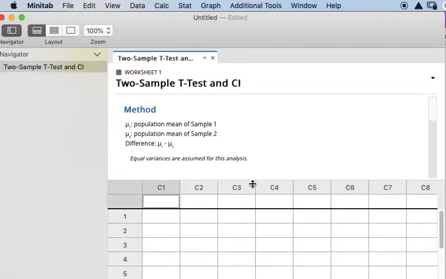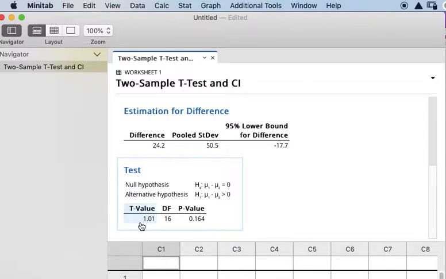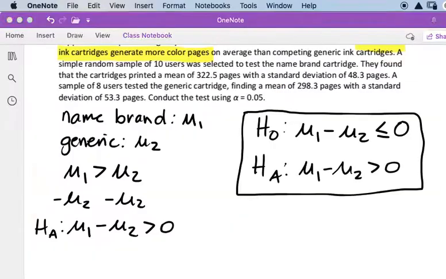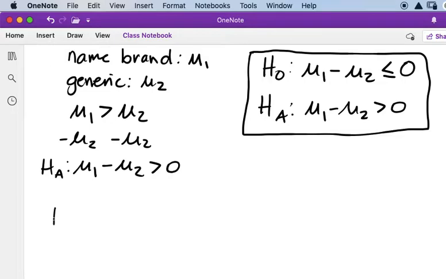And here, for some reason, what we want is usually towards the bottom, so here is what I'm looking for. The t-value is sometimes going to be something that you're going to put into MyLab. 1.01 would be the t-value in this case. P-value is what I'm looking for to answer my question. So p-value is 0.164. Remember, if I need more digits, I can select it, click on the arrow, and change the number of decimal places. But 0.164 is enough for me to answer this question.